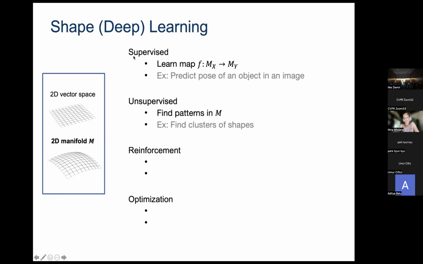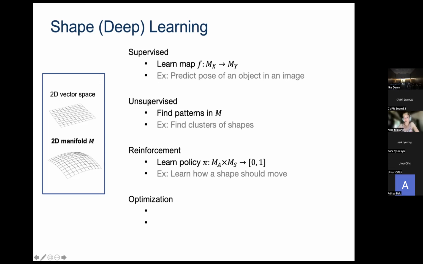In unsupervised learning, the goal is to find patterns in the data that belong to the data space M. Let's say we want to find patterns in a data space of shapes. Then M is a manifold. And so we need to generalize unsupervised deep learning to unsupervised learning on manifolds. An example of unsupervised learning would be if we want to find clusters of shapes. We need to find a method that can perform clustering on manifolds.